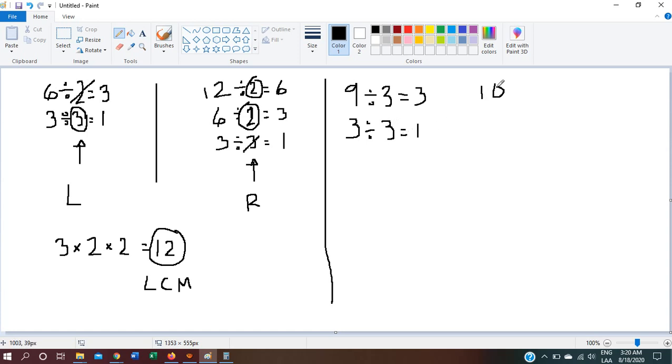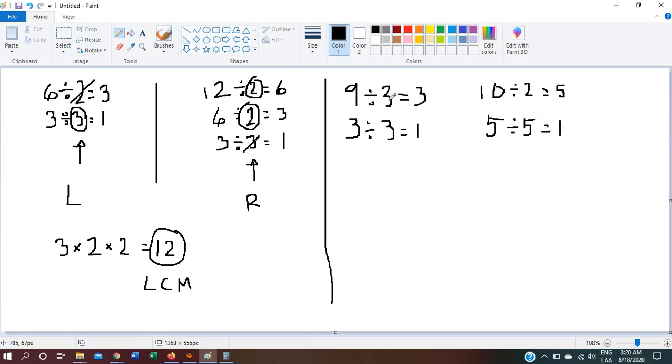Now 10. 10 can be divided by 2, and it equals 5. 5 is a prime number. It can only be divided by itself, well, also by 1, but 1 is not playing in this game.